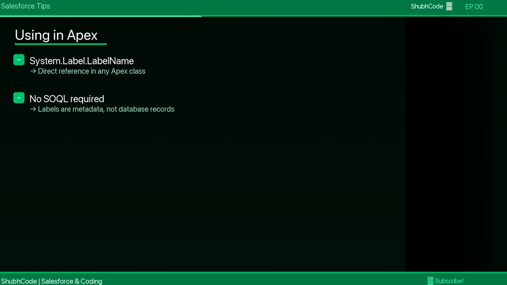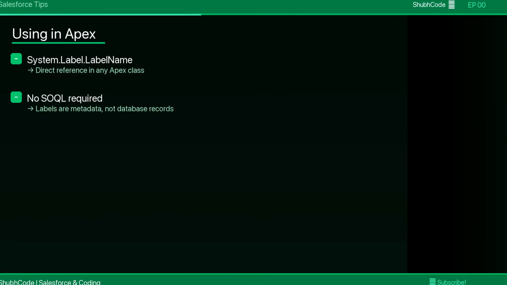Access custom labels using System.Label.yourLabelName. For example, if your label API name is API_endpoint, you write String endpoint = System.Label.API_endpoint.